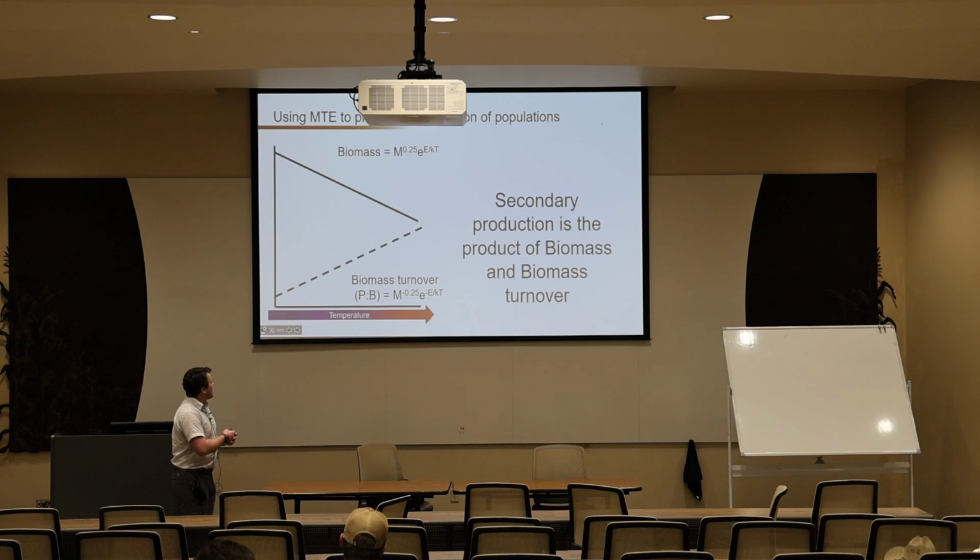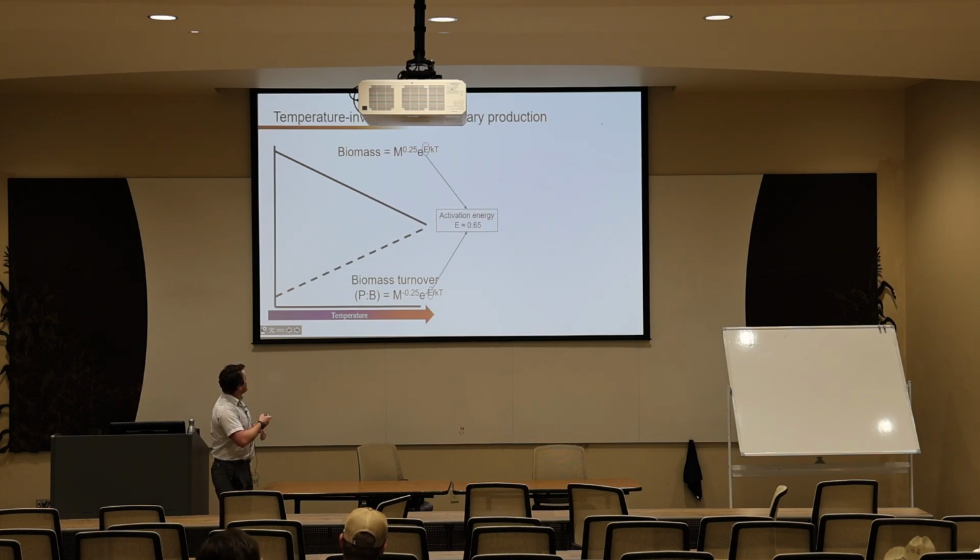First off, when we look at these predictions from metabolic theory, we see that both biomass and biomass turnover scale with mass, as well as scaling with temperature through this Arrhenius term that we apply here. Importantly, when you look at these equations, they share both exponents for the mass part, and this term E, which we call the activation energy. This is shared across these processes, and so they're both predicted to be about 0.65.